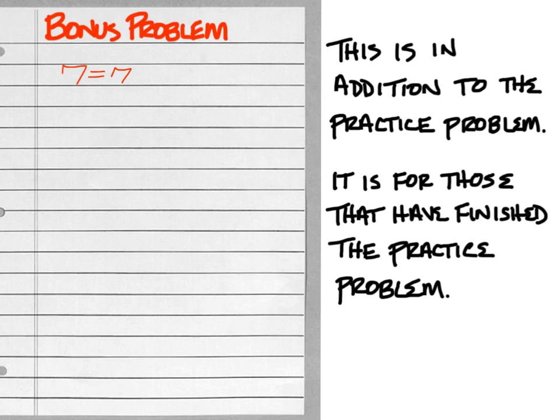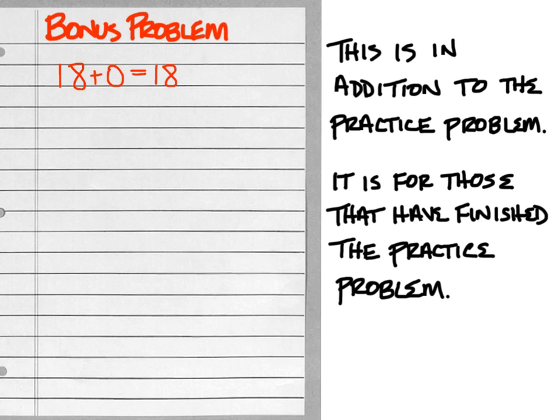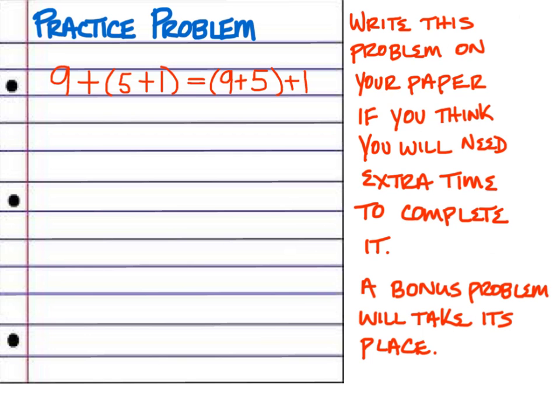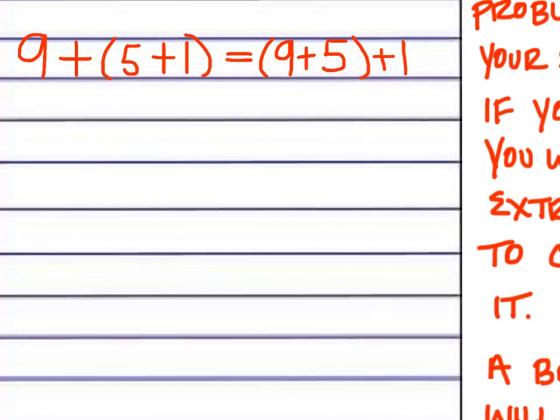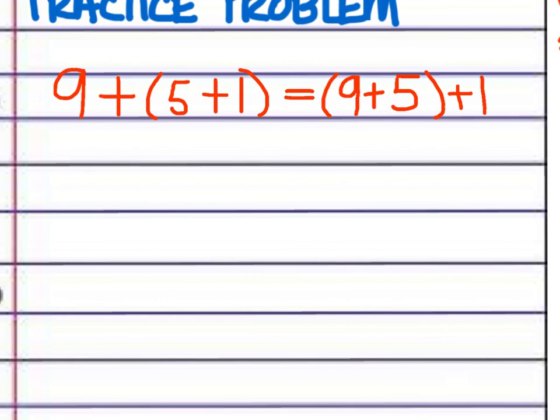Everybody? Alright, no bonus for this one. This was letter I, the reflexive property. Alright, next bonus problem. Okay, answer for this one was letter G, the identity property of addition. Okay, next practice problem.